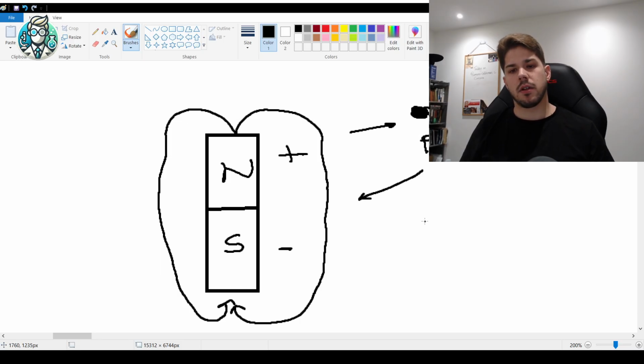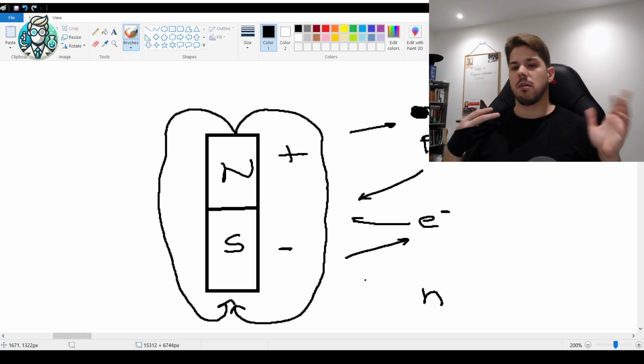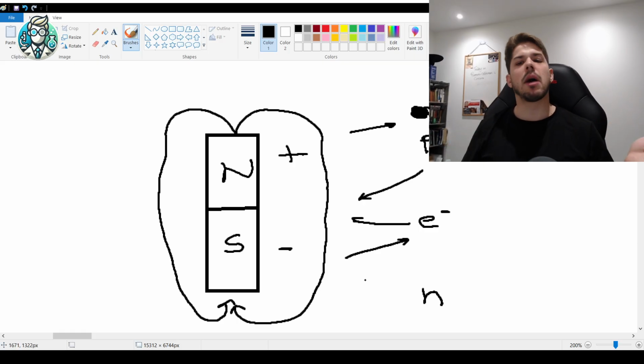Then we have the electron that has negative charge, meaning that it is attracted by the north, but it is repelled by the south. And the last one is the neutron. The neutron doesn't have any charge, neither positive, neither negative. So it doesn't feel any interaction with a magnet.